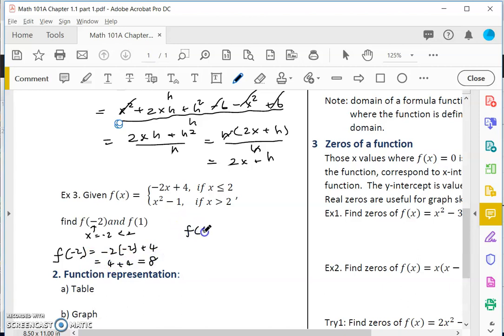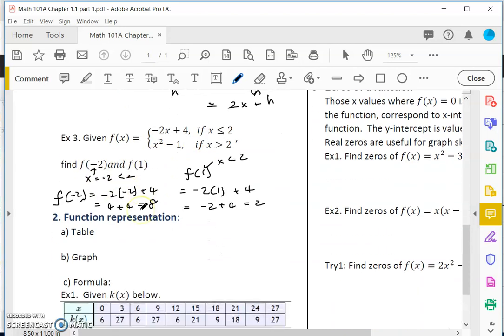What about f of 1? 1 is my x, right? Is 1 greater than 2? No. 1 is less than 2 still. So I should not pick the second formula. I should still stick with the first formula, right? So it will be negative 2 times 1 plus 4, since 1 is less than 2. So that would be negative 2 plus 4, equal to 2. If I do f of maybe 5 or 6, then I will use the second one, right? So for a piecewise function, that's how you evaluate a function value.